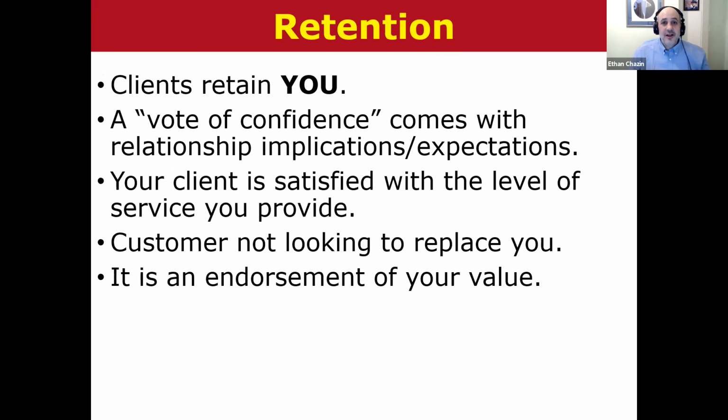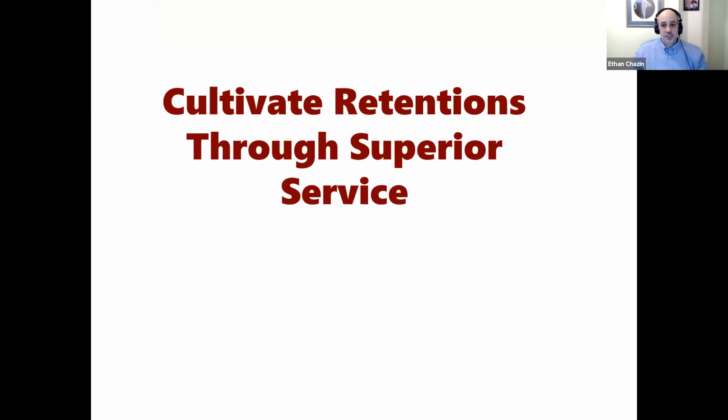Retention is where the client says to you, I'm going to keep you. I like you. I trust you. It's a quote unquote vote of confidence in the relationship being carried forward, and you having built a modicum of trust and loyalty in the client based on your successfully serving the relationship. The customer, at a minimum, when they retain you, is saying, I'm not looking to replace you yet. It's an endorsement of the value you bring to that relationship. So that's the key differentiation.